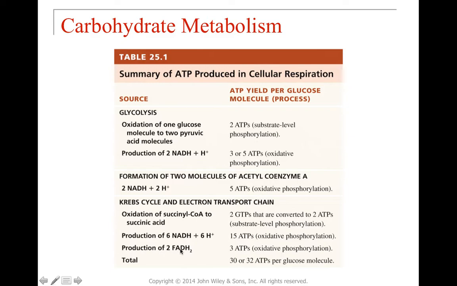And all of that is later on going to have to go through the electron transport chain, but ultimately is going to yield 15 ATPs and 3 ATPs for a total of between 30 and 32 ATPs per glucose molecule. Again, we only got 2 if we weren't using oxygen. So this is why aerobic respiration is so incredibly vital.